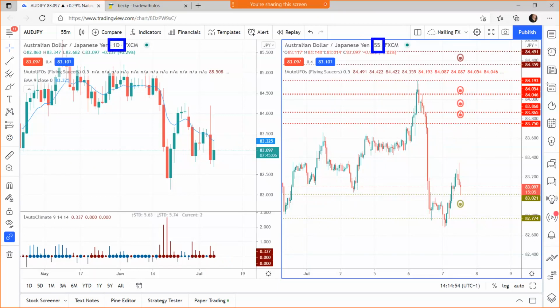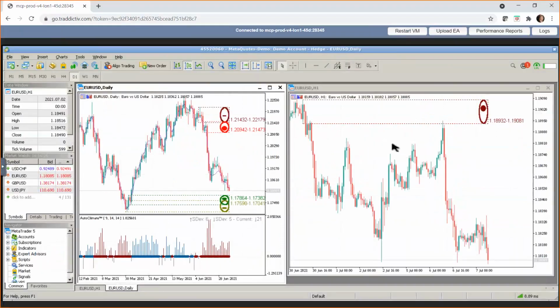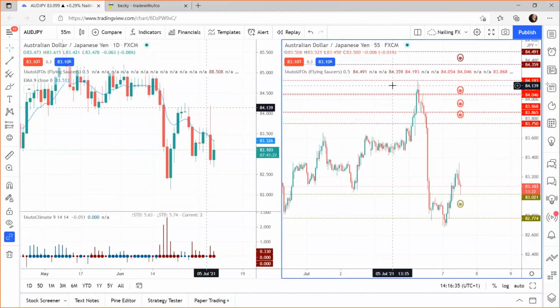If you can't get 55, so for example, with MetaTrader, you might have daily on the left and an hourly on the right. So it's only changed by 5 minutes. The timeframes are pretty similar. If you can get the more weird timeframes, 55 minutes tends to work a little bit better than the hourly chart, just by a little bit.